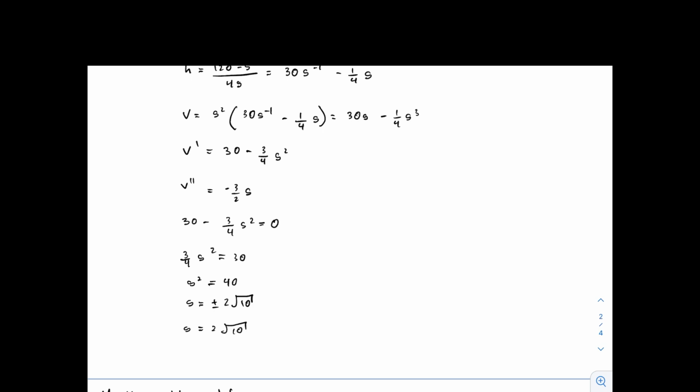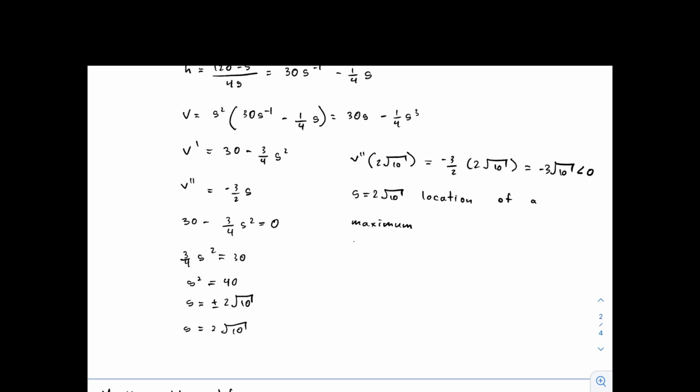And now, just to be sure that this is indeed a maximum, if we plug in that value, s equals 2 square root 10, into our equation for our second derivative, we get minus 3/2 times 2 root 10, which is minus 3 root 10, and the important point being here that this is negative, which means that indeed s is equal to 2 square root 10 is the location of a maximum, and we can proceed to find our other values.